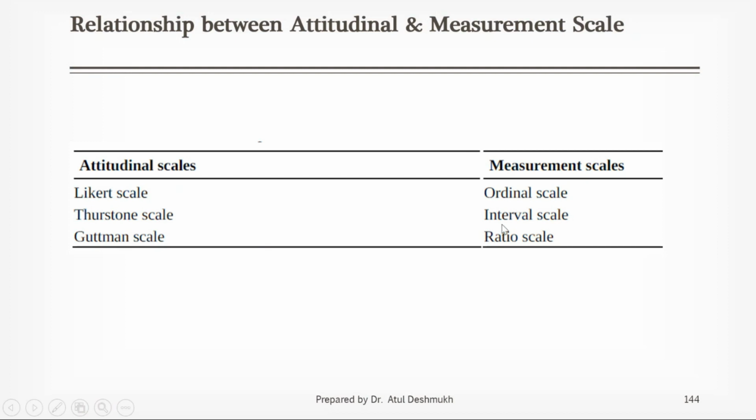In the Thurstone scale, we can see equal appearing intervals between the markings. Whatever markings are given, they are spaced at equal intervals. So that is a Thurstone scale. And the Guttman scale, we have not discussed today because it is not part of our syllabus. So basically the Guttman scale depends on a ratio scale.